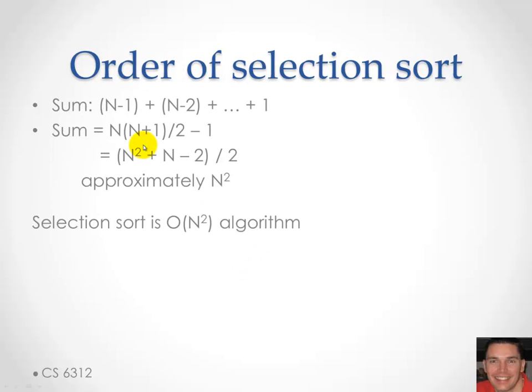If we do a little math on this, if you remember way back probably to algebra class, you can actually sum this all up, and it's going to equal (n squared plus n minus 2) divided by 2. What we're most interested in here is the biggest term, which is n squared. So we say that this is approximately an n squared algorithm. The selection sort is big O of n squared, which is bigger than big O of n and bigger than log n. But that's how we go about calculating the order of the selection sort algorithm.